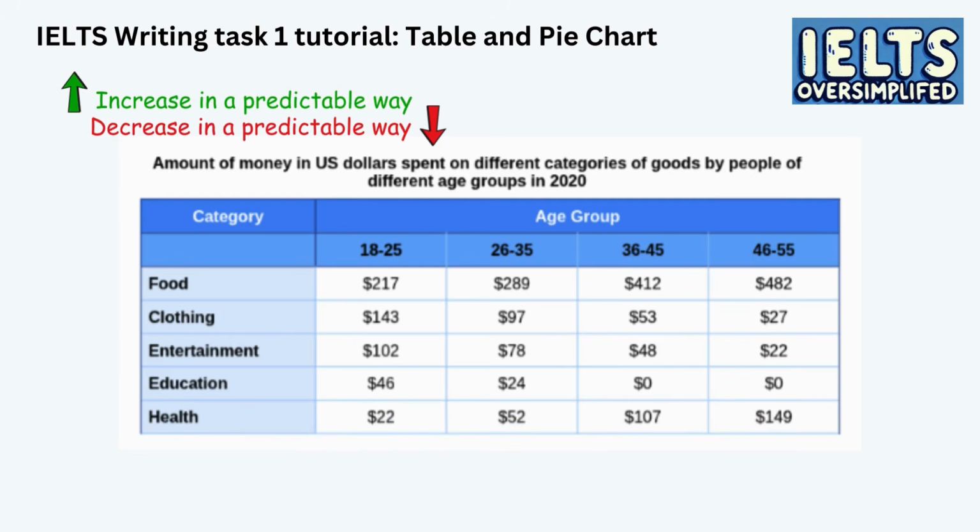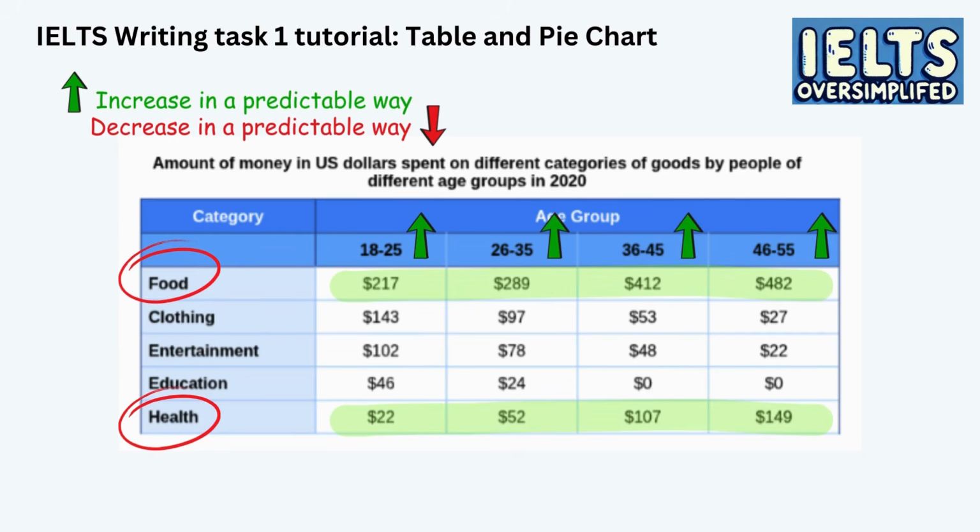Pause the video and see if you can identify the increasing categories and the decreasing categories. All right, did you get it? We can see that the food and health categories both increase as people get older, and the other 3 categories all decrease with age. Look again at the food and health categories. Notice how the spending grows with each age group. This means that it is increasing in a predictable pattern.